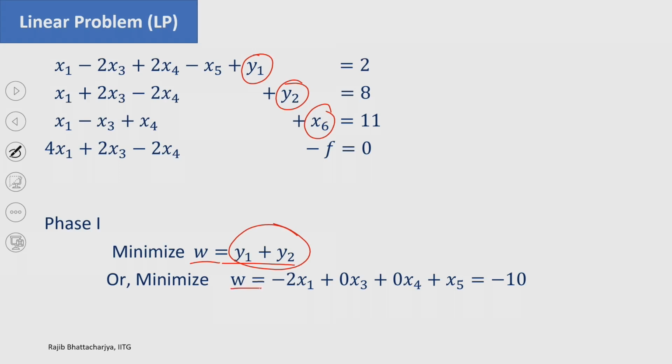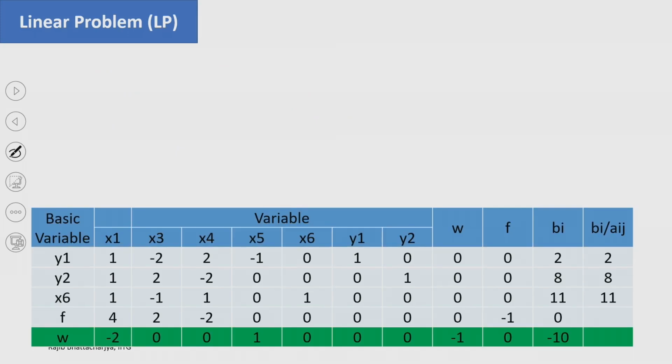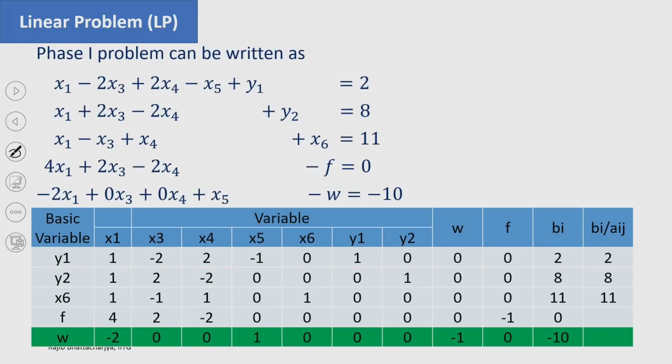So, if I write w equal to minus twice x 1 plus 0 x 3 plus 0 x 4 plus x 5 equal to minus 10. Let us put it in the simplex table. Here, this is the original objective function and this is the phase 1 objective function. Initially we will try to minimize this objective function.